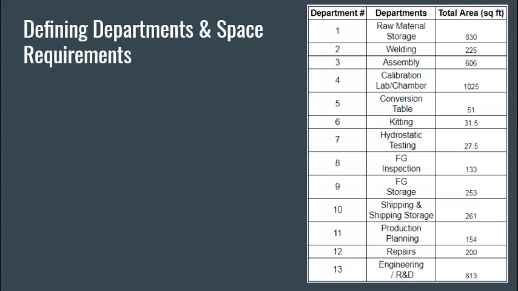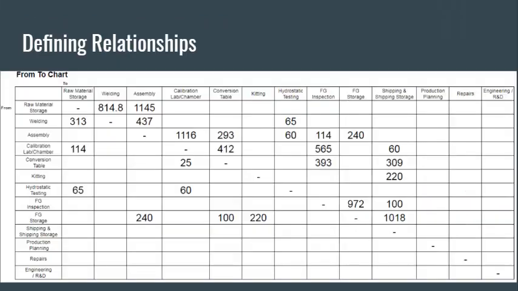We then defined the different departments within the facility and the square footage required by each of the departments based on their needs. The From To chart demonstrates the number of trips per year made between each area. From this table, we can see that from assembly to the conversion table is 293 trips per year.